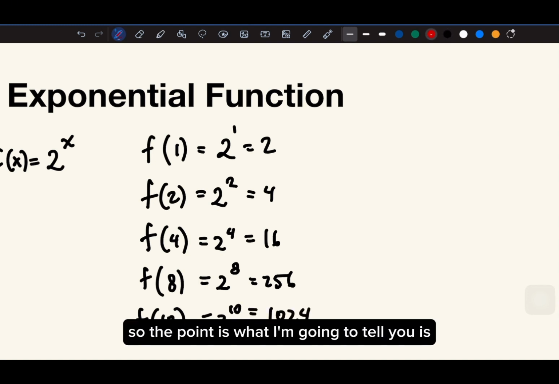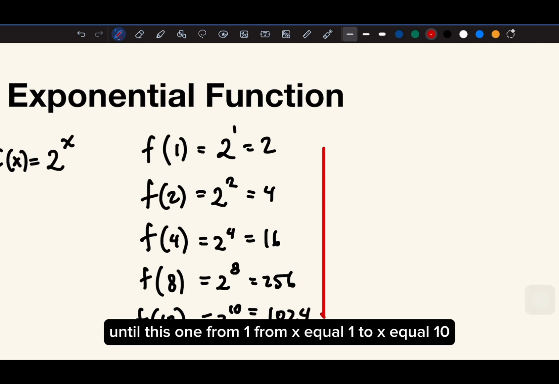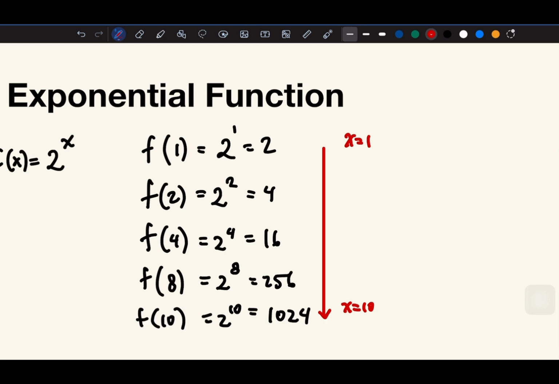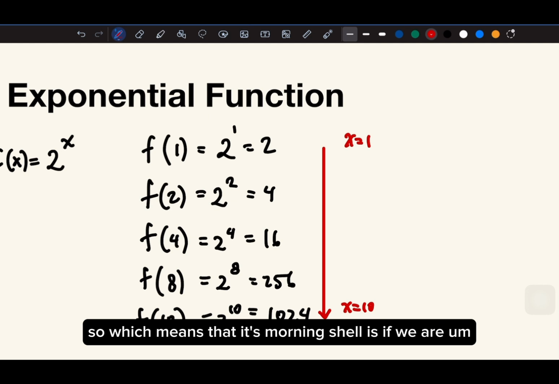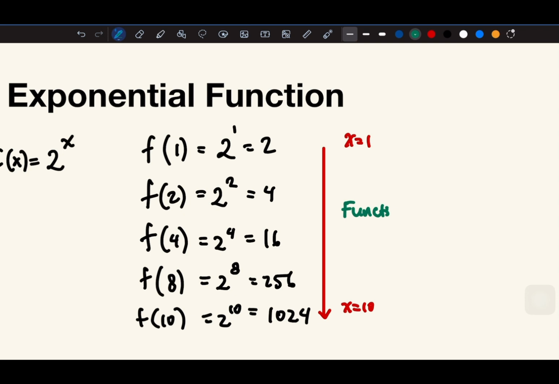So the point is, from x equal 1 to x equal 10, we see that the magnitude is going to be triple digit, right? It's going to be triple digit. From 1 digit it becomes 1,000. So which means that exponential, if we illustrate how fast it is, is really fast, right? So the function increases significantly.